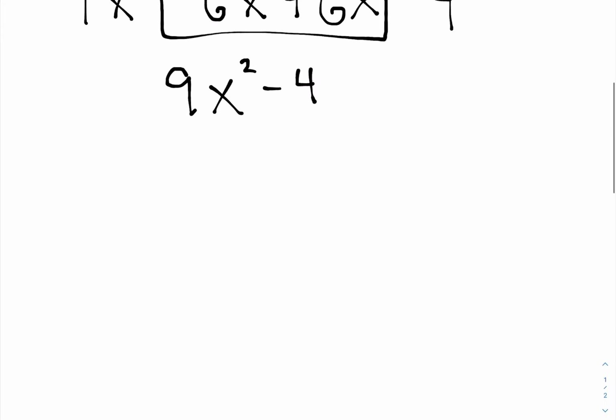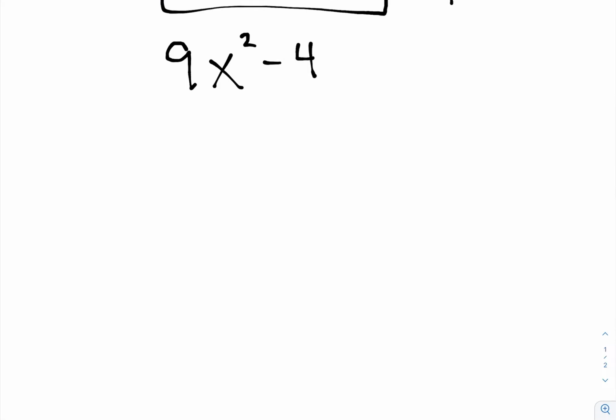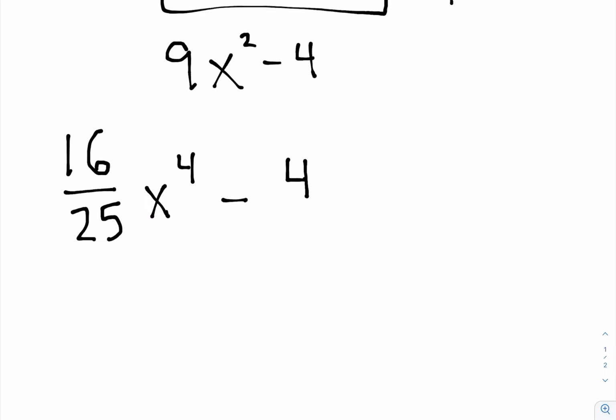Okay, so let's do another example here. How about one with fractions, everyone's favorite. So let's do 16 over 25 x to the fourth minus 4y squared. Okay, so this is a little more ugly, right?